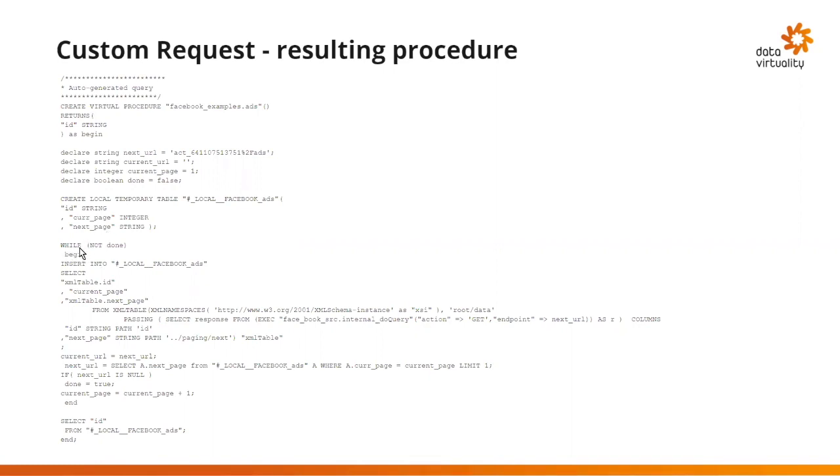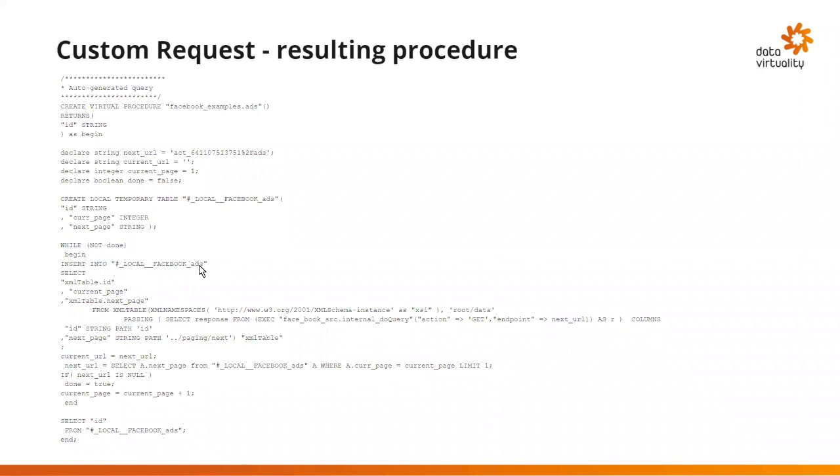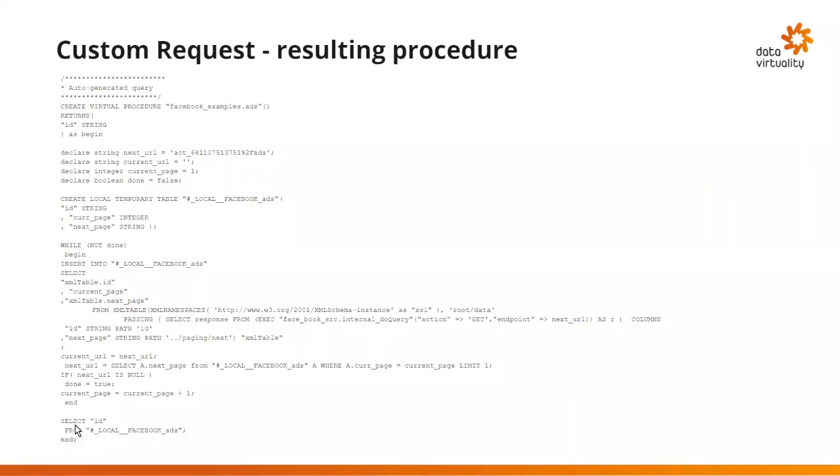So while we are not done, we're selecting from the call to the Facebook API, and we are inserting this into our local temporary table. So chunk by chunk, page by page, we're inserting this into our local temporary table. And then the final command down here would be select, meaning this procedure returns the data from our temporary table.